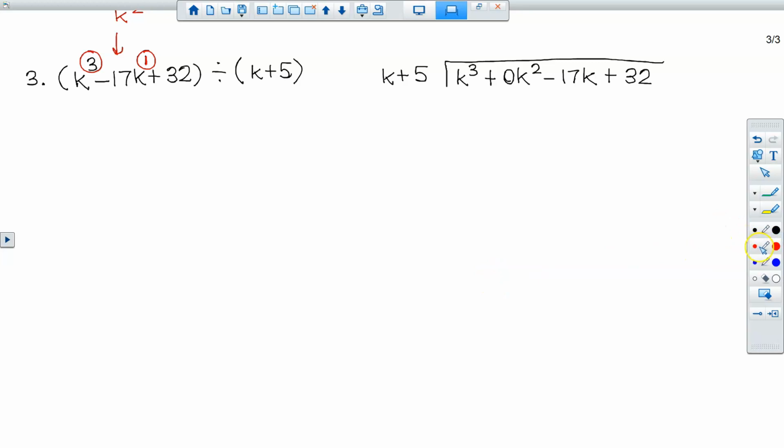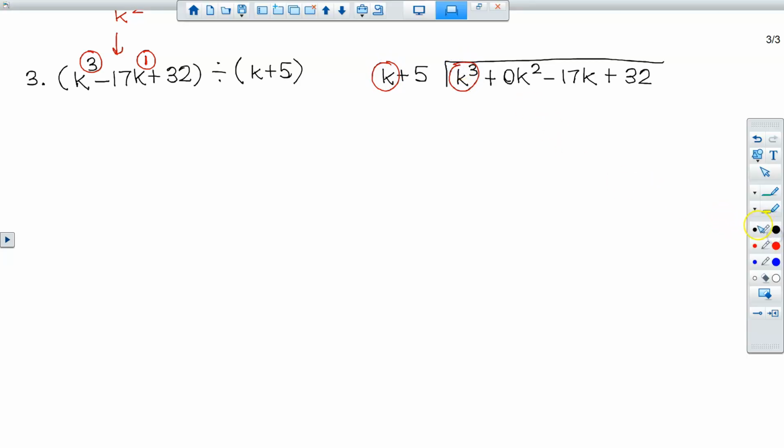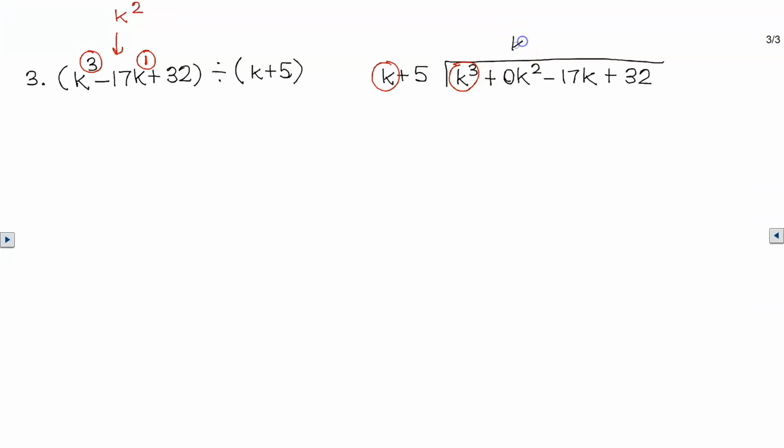All right, so now from this point forward, it's just like the others. We're going to ask how many times will k go into k to the third. So what would I have to multiply times this k to get it to become k to the third? And the answer is I would have to multiply it by k squared. And notice I'm putting that above that k squared that I added to the problem. So that's why you need that placeholder. Because when you get k squared, you need to be able to put it above k squared.